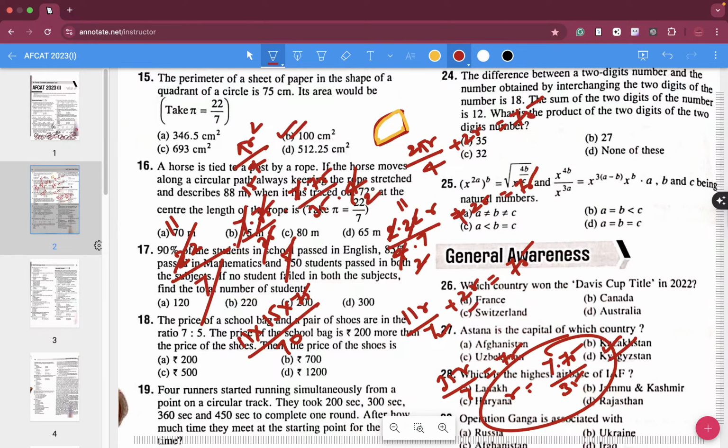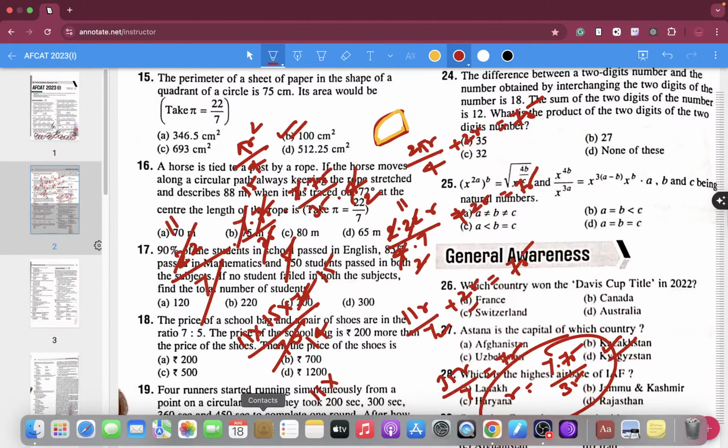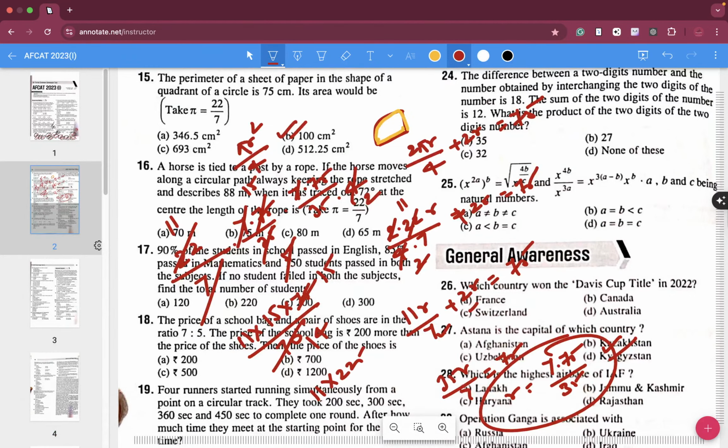This one will go 14 times, this one will go 15 times. So what are you left with? 11 into 15 into 15. 15 into 15 is 225. 11 into 225 divided by 14. So it is like 176. We have done some mistake somewhere.